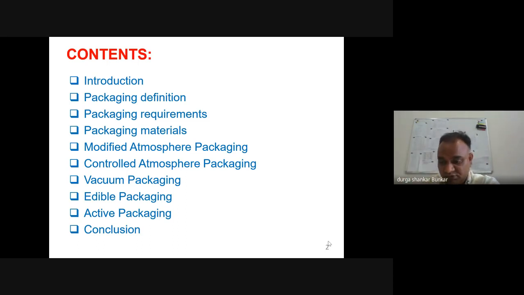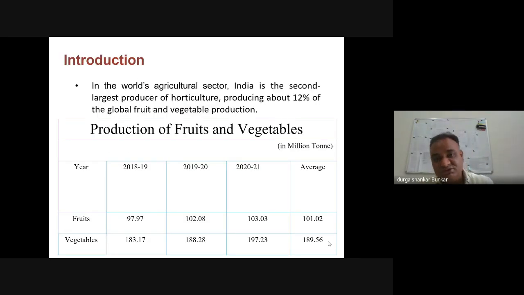So, not delaying, we start with our introduction. As all participants, and I think every scientist, we know about the situation of India in the agricultural sector. We very much know that India is the second largest producer of horticulture, which shares about 12% of the global fruit and vegetable production.